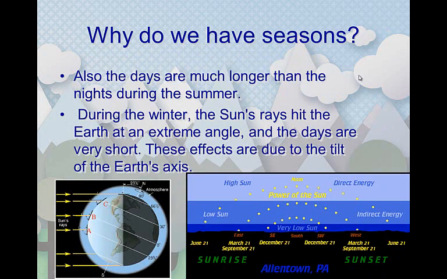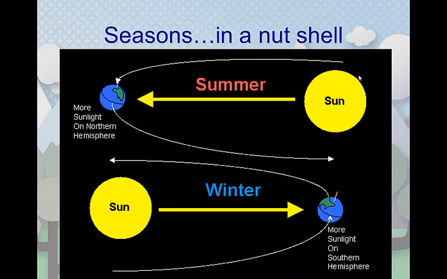Also, the days are much longer than the nights during the summer. During the winter, the sun's rays hit the Earth at an extreme angle and the days are very short. These effects are due to the tilt of the Earth's axis. So, seasons in a nutshell: the summer, more sunlight on the northern hemisphere; winter, more sunlight on the southern hemisphere.